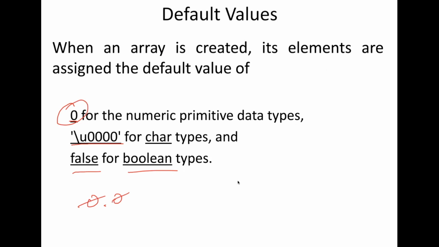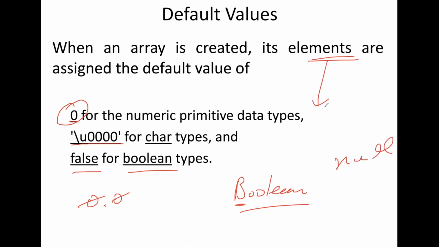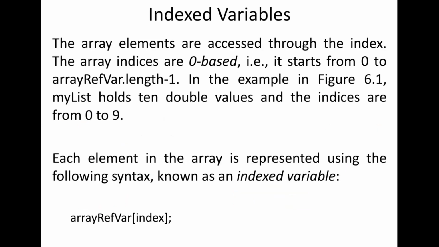However, if this had been a wrapper class Boolean with capital B, as you know, this is a class, then its default value for these elements inside this capital B Boolean array would be null, because these elements would have been what we call objects. We'll talk about classes in a separate video. Let's look at indexed variables next.